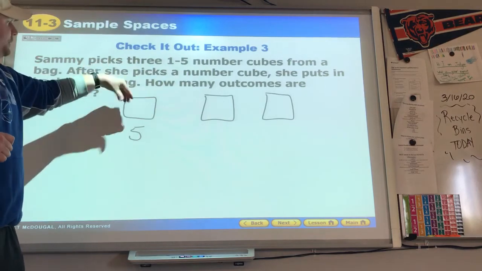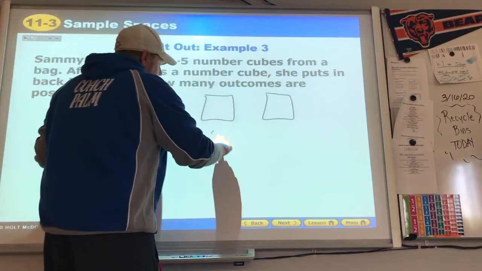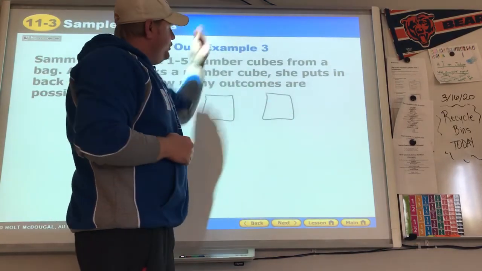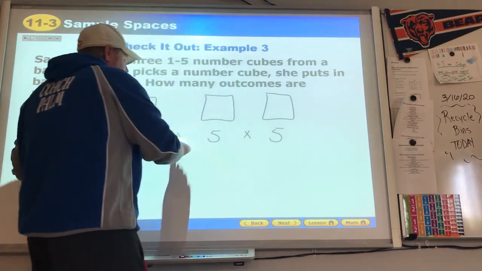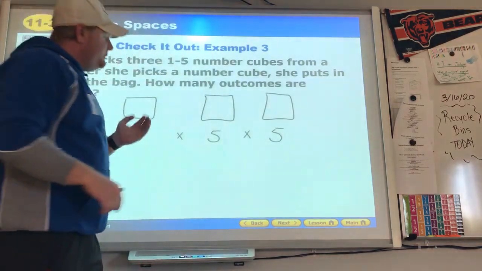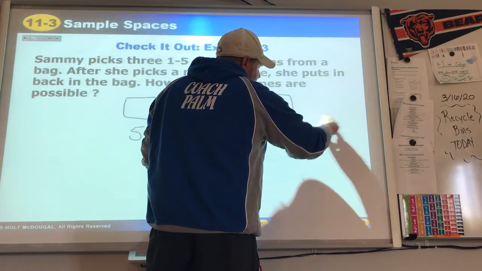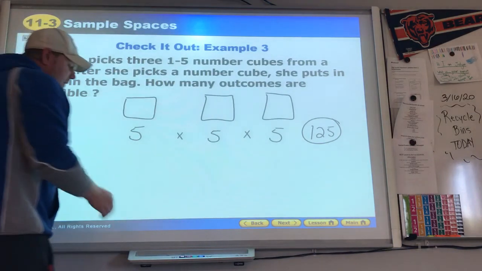Okay, I got that. I put it back in there. So when I draw the second time, there's still 5. Oh, good. I look at my number. I put it back in there. I draw the third time. There's still 5 choices in each bag. When you multiply all those, 5 times 5 times 5 is 125. There will be 125 different possible outcomes because we put that back.